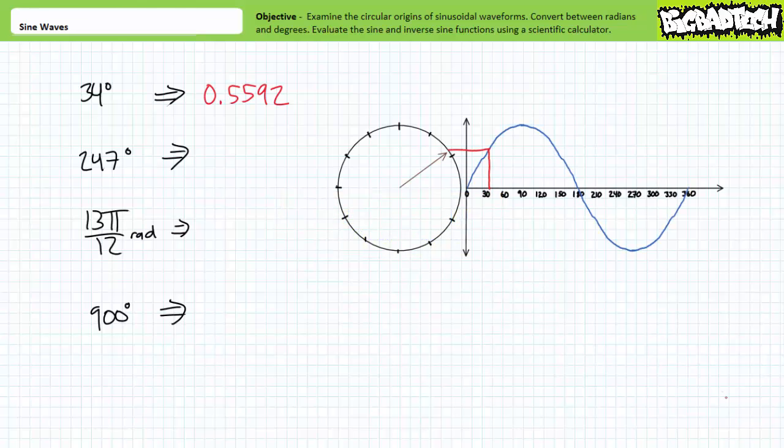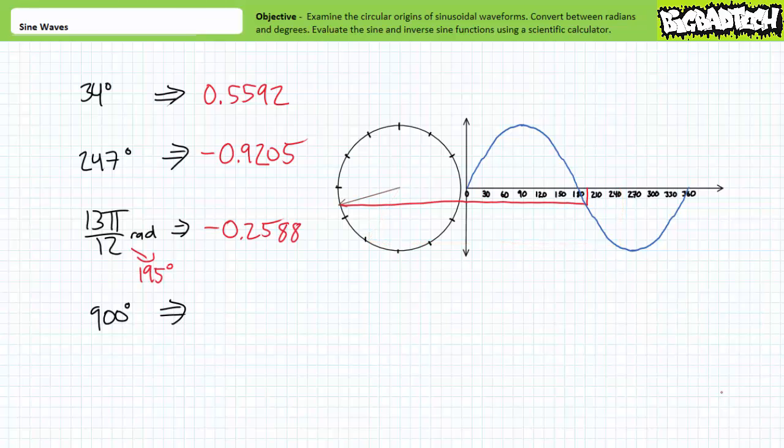The sine of 34 degrees is approximately 0.5592. 34 degrees on the circle and the sine function would be right about here. The sine of 247 degrees would be approximately equal to negative 0.9205. This position on the circle and sine function would be right about here. Note our value is negative because we're below the x-axis.